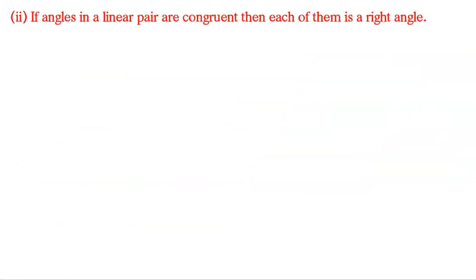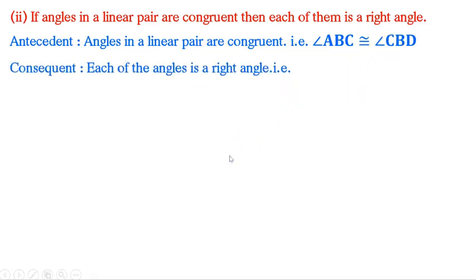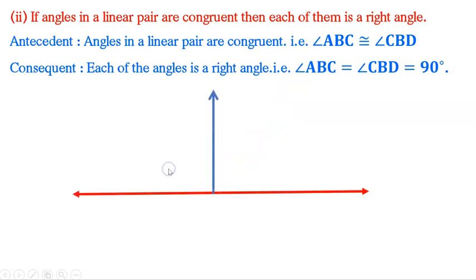Next. If angles in a linear pair are congruent, then each of them is a right angle. Now here antecedent: angles in a linear pair are congruent, that is, angle ABC is congruent to angle CBD. Consequent: each of the angles is a right angle, that is, angle ABC is equal to angle CBD is equal to 90. See, this is the figure. ABC, CBD, each is 90. Okay.